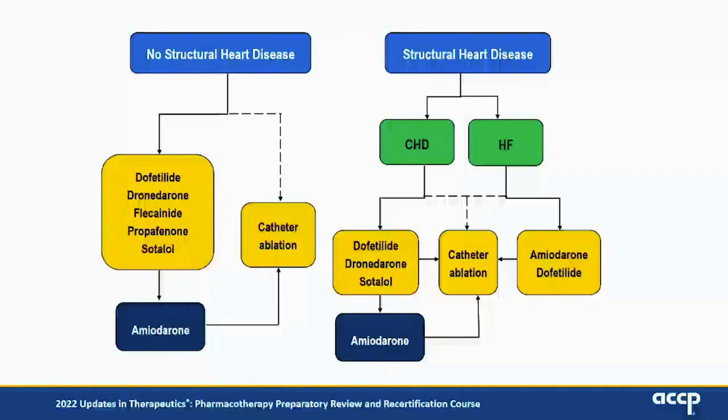If your patient does have structural heart disease, then the question is, do they have CHD or heart failure? If they have CHD, then our options are limited first line to dofetilide, dronedarone, and sotalol. And then again, amio being second line because of all of its toxicities. So the difference between no structural heart disease and CHD is that we pulled out the class 1C drugs. We don't use those. And then for heart failure, there's only 2 drugs that are safe and effective for use in these populations. So amiodarone and dofetilide, those are the only 2 options to consider.